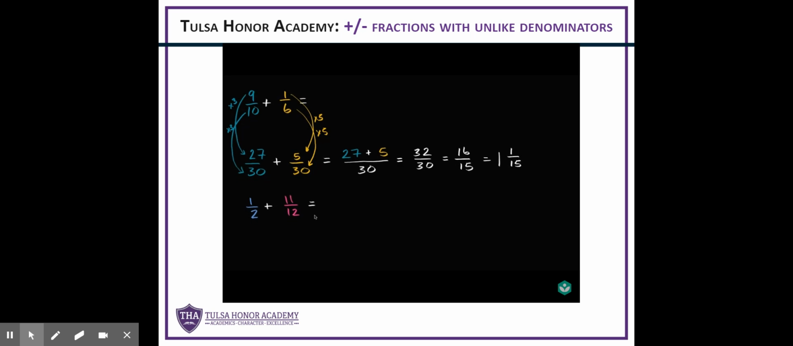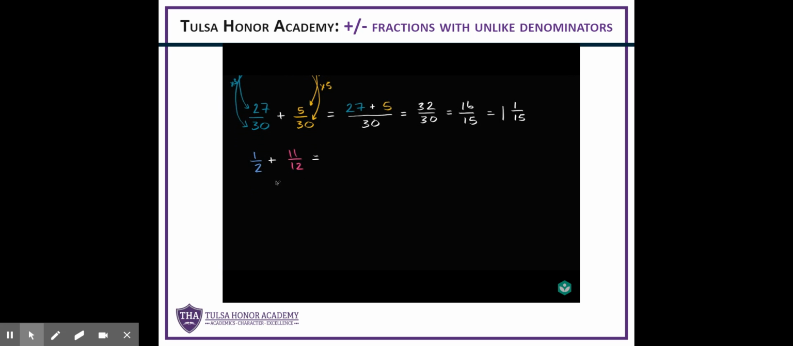Well, like we saw before, we want to find a common denominator. If these had the same denominator, we could just add them immediately. But right now they're not the same. So what we want to find is a common multiple of 2 and 12, and ideally the lowest common multiple of 2 and 12. Just like we did before, let's start with the larger of the two numbers, 12.